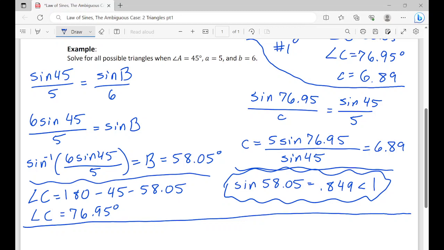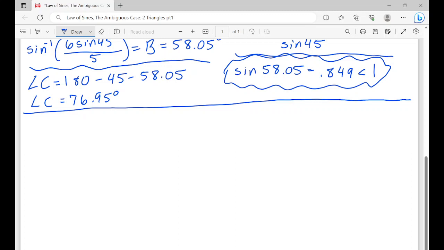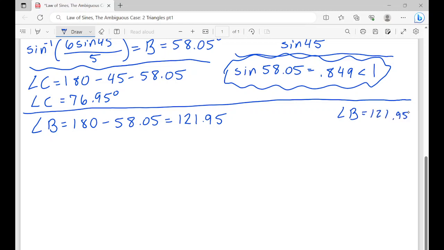Now, how do you even start by finding triangle 2? Well, we're going to use the fact that angle B was 58.05. So for our new angle B over here, we're going to do 180 minus 58.05. So always just subtract whatever B is from 180, and we're going to get a new B for the second triangle of 121.95. So angle B for the second triangle is 121.95 degrees.